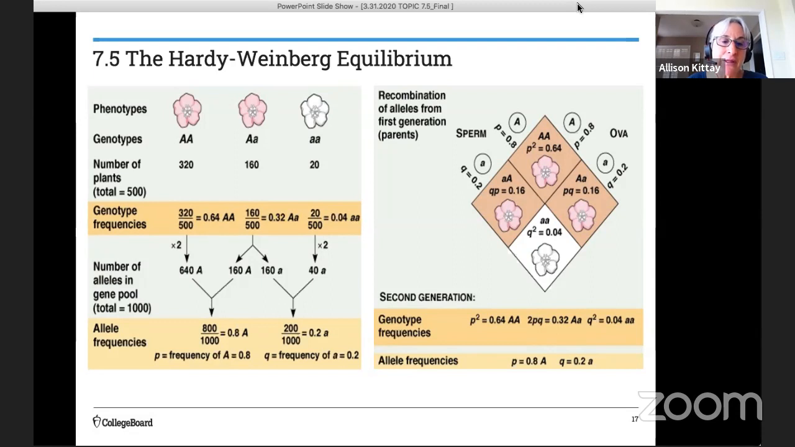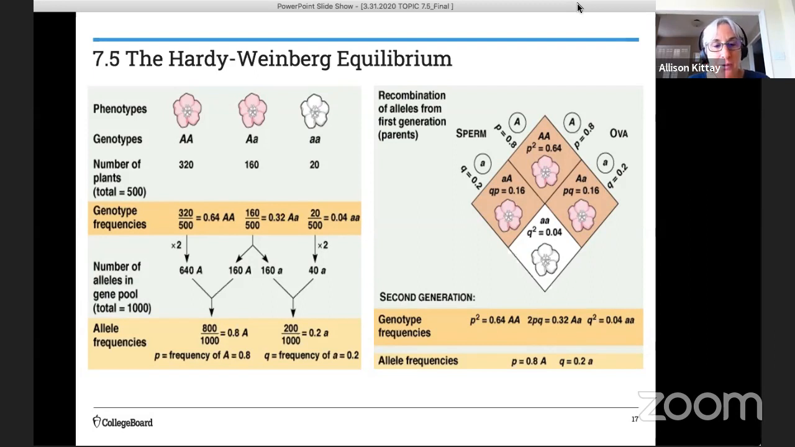Now let's look at the heterozygote. Remember, the heterozygote has half, 160, of the dominant allele and half, or 160, of the recessive allele. So that is where we get the 800. We had 640 from the dominant genotype, and then 160 from the heterozygote.